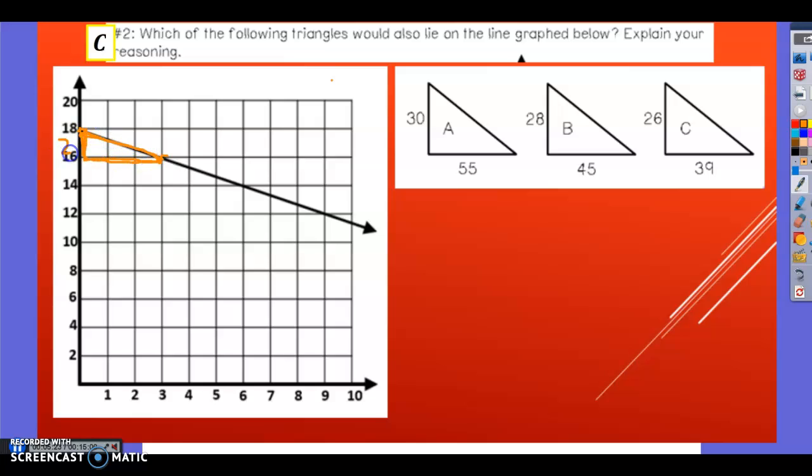This is going down 2 over 3. So again, be careful. Look at that y-axis, how the intervals are counted. Now, let's say somebody else, though, they made a different triangle.